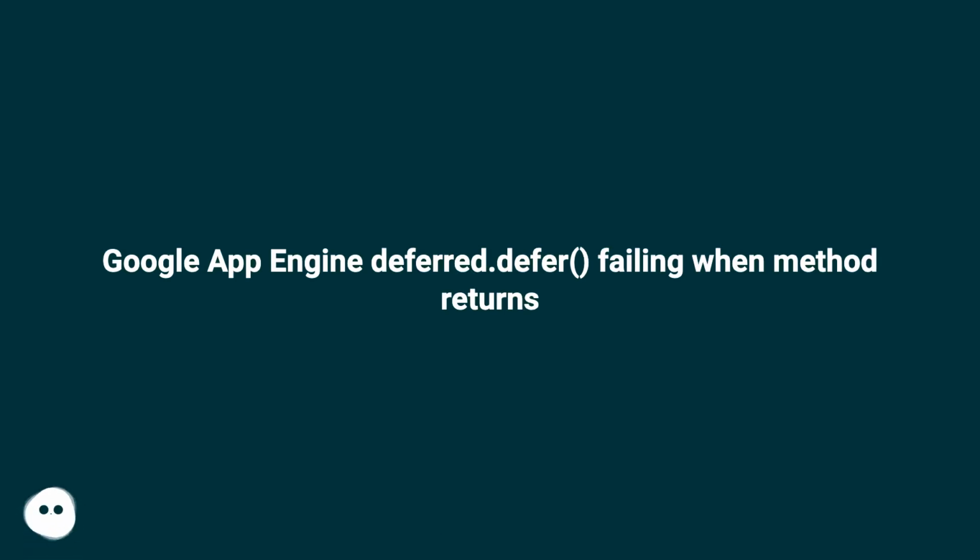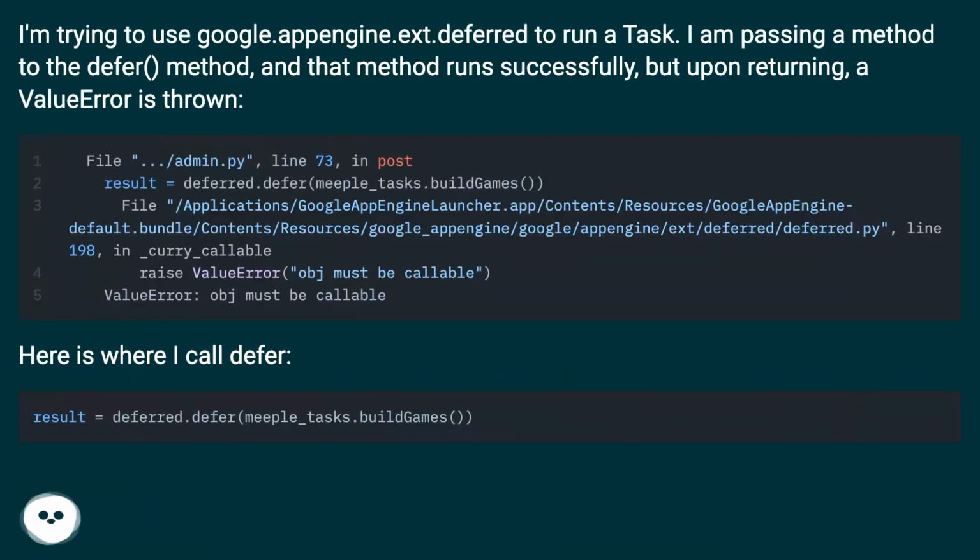Google App Engine deferred.defer failing when method returns. I'm trying to use the google.appengine.ext.deferred library to run a task. I am passing a method to the defer method, and that method runs successfully, but upon returning, a ValueError is thrown.